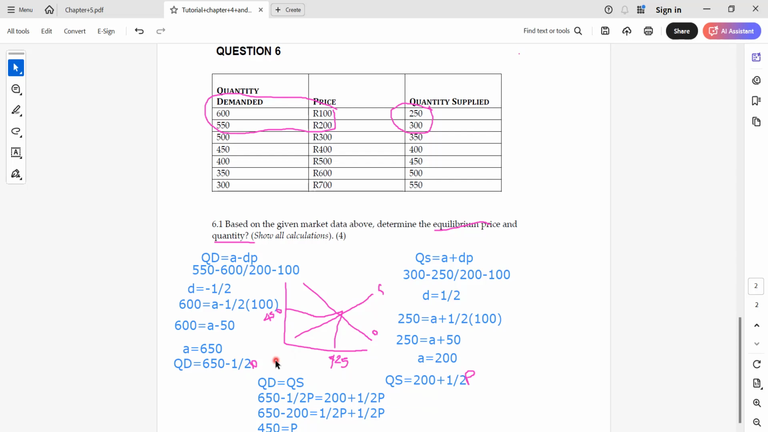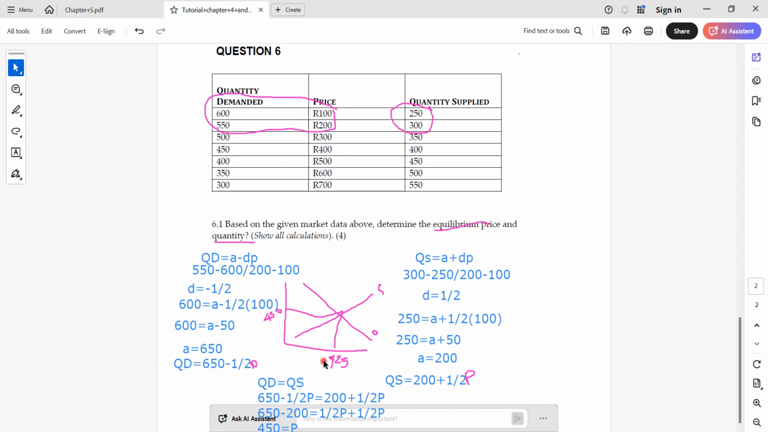Then we say 650 minus 200, because 200 is positive on this side. If it goes to that side, it's going to be negative. Then 1/2 P plus 1/2 P, because 1/2 P is negative on this side. If it goes to that side, it's going to be positive. Then we got 450 equals P. So our price is 450.